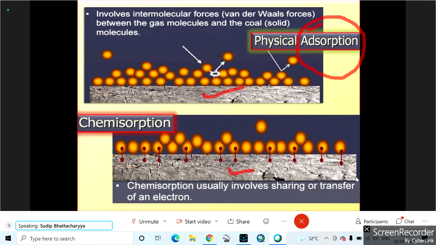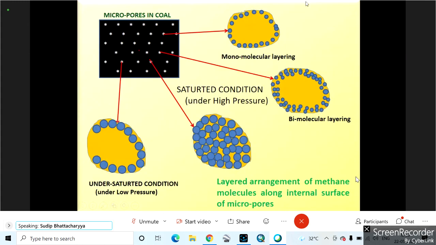Then again, what will happen? It is very important. Then what will happen? Then if the primary thing will be like this, then we will get from these primary things this type of things. So from saturated to undersaturated, from undersaturated to more undersaturated. So gas will come up.